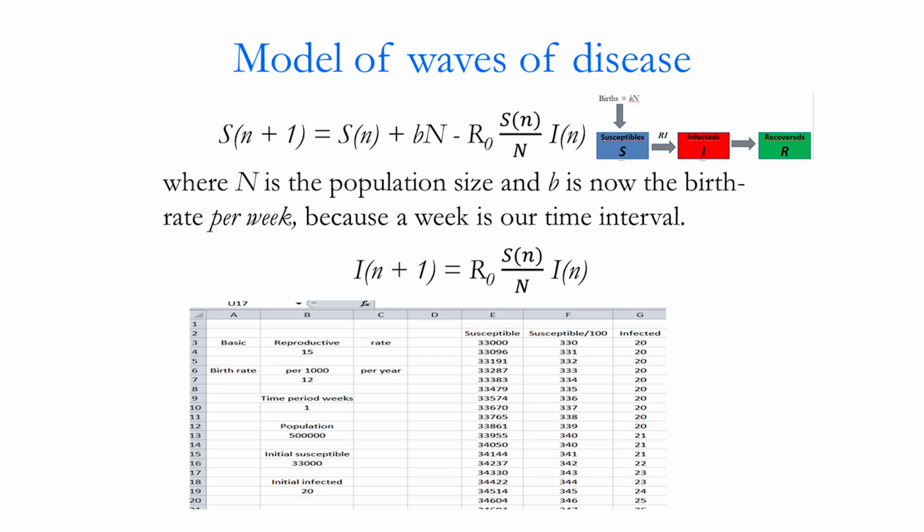So I have 33,000 susceptible, and 20 who are infected. And in order to show them both in the same graph, I'm going to divide the number of susceptible by 100. And then I just use the facilities of the spreadsheet to calculate what they're going to be week after week from then on. I did this for about 780 weeks, just by pulling it down, which is about 15 years.